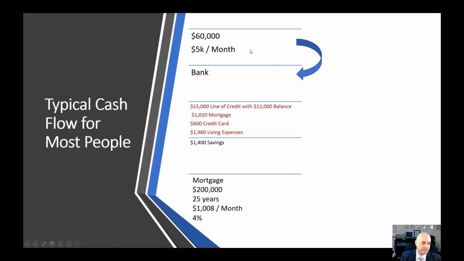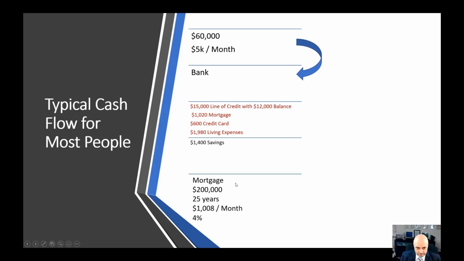Now, all I've added here is his salary, which I just went through, his line of credit, his $1,000 a month for his mortgage, his $600 for his credit card, and his living expenses, with $1,400 left over. So it's exactly the same as I just went over, but I've added in the balance of his mortgage. He's got a $200,000 mortgage over 25 years in this example. In actual fact, I think I used 210 in the other example, but for this example, at 4% fixed interest, it would be $1,008 a month and change. So there you go, that's the scenario.